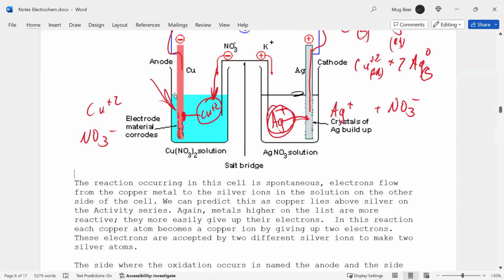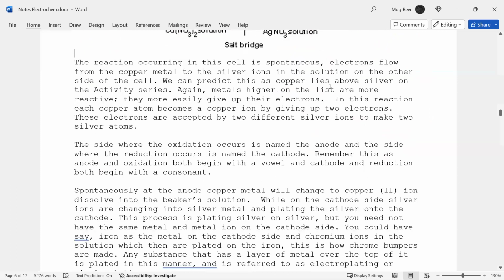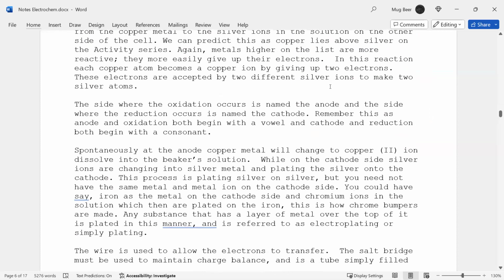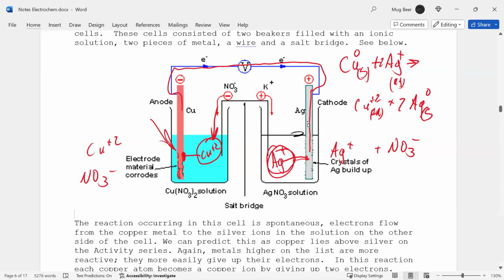This side over here is going to be called the anode because that's where the electrons are coming from. And this side over here is called the cathode because that's where the electrons are going to. Since this piece of metal here is getting larger, it's literally having silver ions attaching to its exterior.